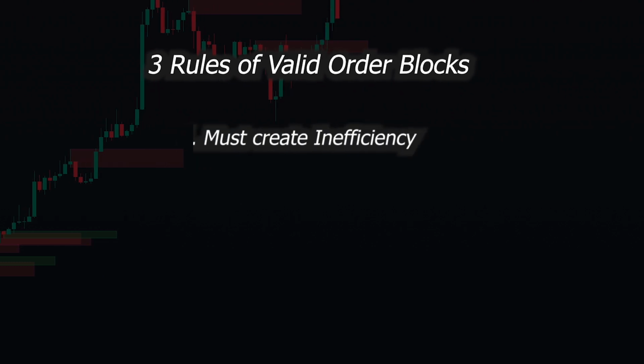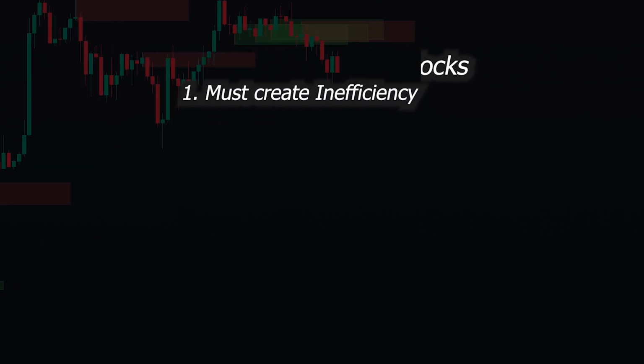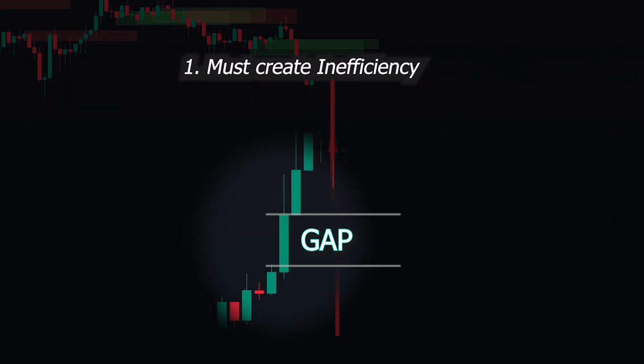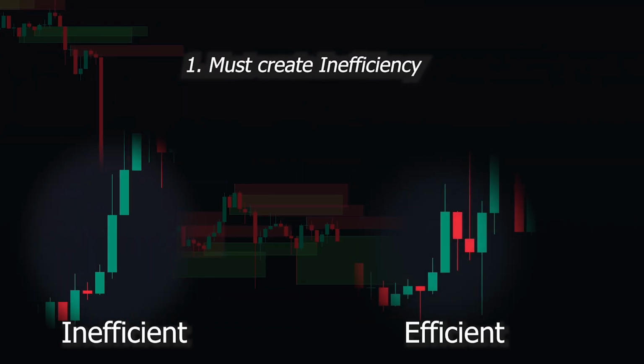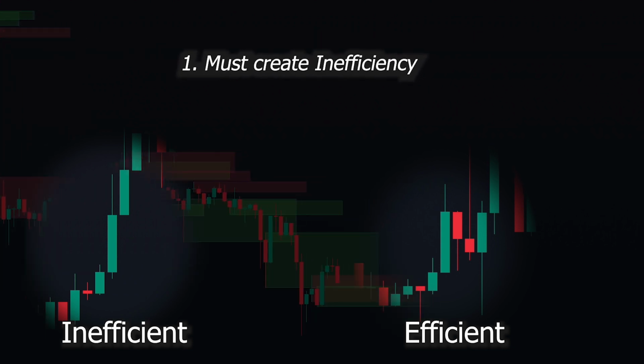The initial prerequisite necessitates the creation of inefficiency, which transpires when there are pronounced movements that cause gaps between the shadows. Efficient and inefficient moves can be discerned through the following examples.